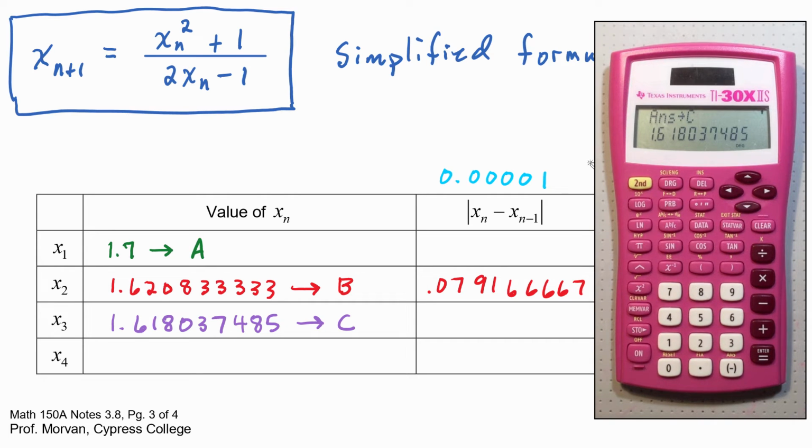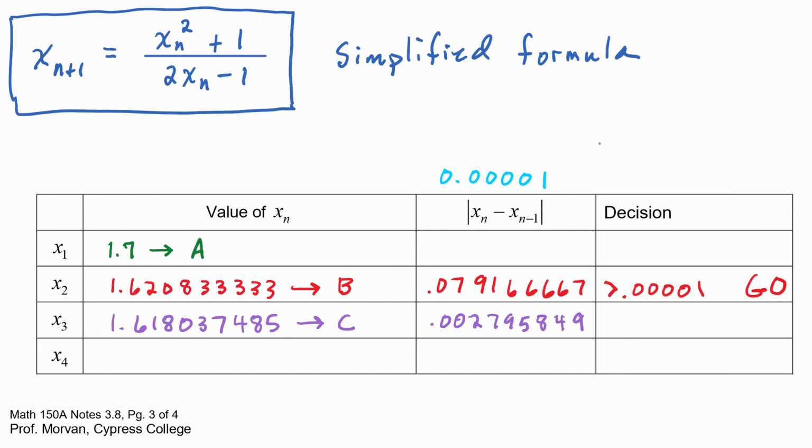Now let's test to see if we are within our accuracy. So we have to subtract x3 minus x2, which was in memory location B, and then hit enter. And remember, we have absolute values here, so the difference is 0.002795849. And that is still too big. It's bigger than our accuracy.